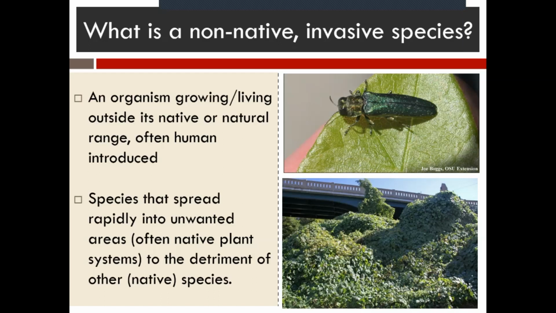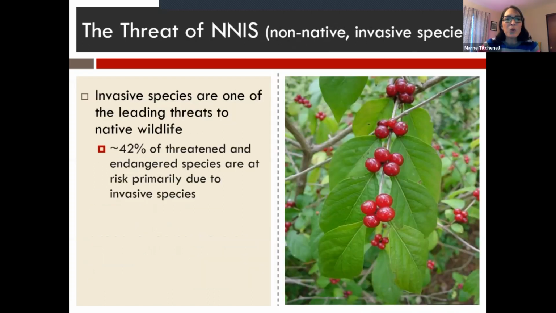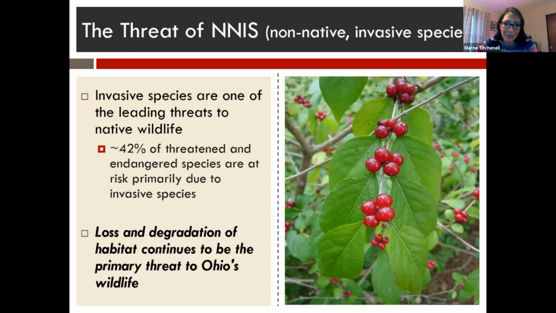Me too. Okay. So now when it comes to the threat of non-native invasive species towards wildlife, they are definitely one of the leading threats. You see from that figure there, 42% of threatened and endangered species are at risk, primarily due to invasive species. Now, what's the number one threat to wildlife? Loss and degradation of habitat. That is the number one threat to Ohio's, to Michigan's, to Indiana's, to basically the majority of our wildlife populations.